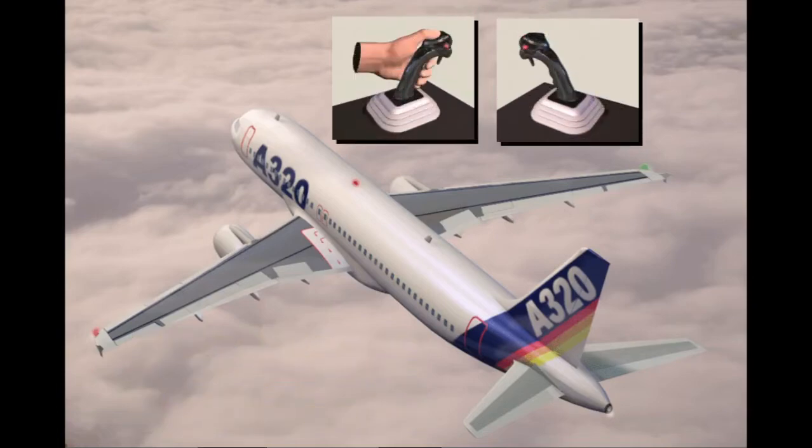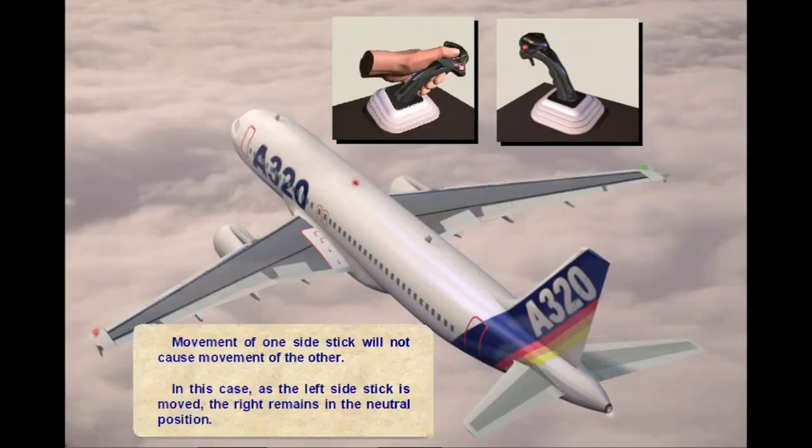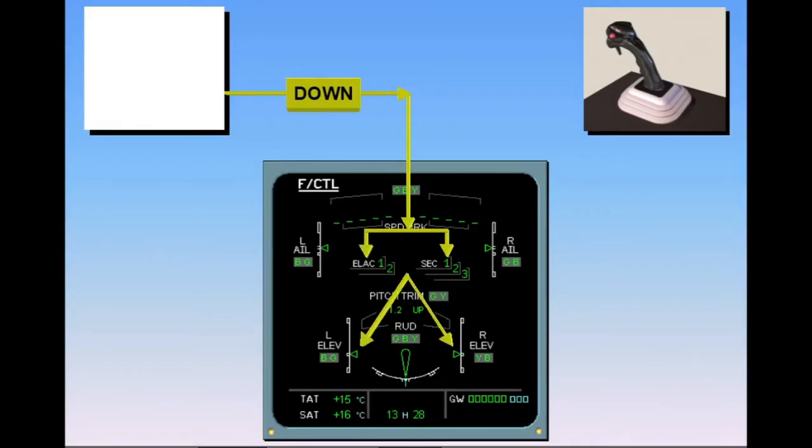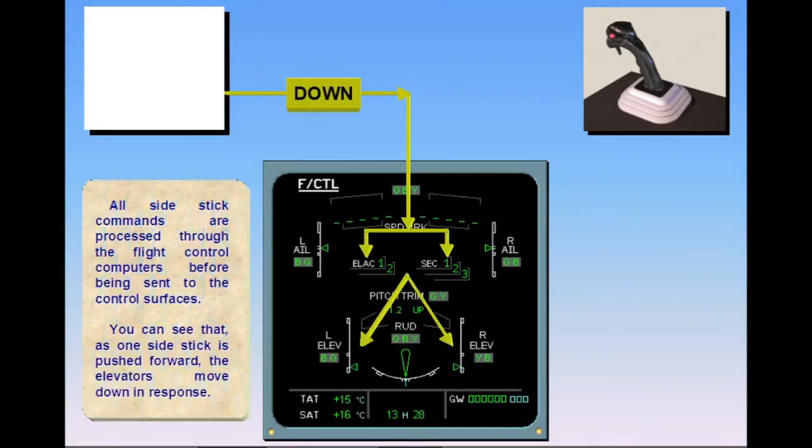Movement of one side stick will not cause movement of the other. In this case, as the left side stick is moved, the right remains in the neutral position. All side stick commands are processed through the flight control computers before being sent to the control surfaces. You can see that as one side stick is pushed forward, the elevators move down in response.